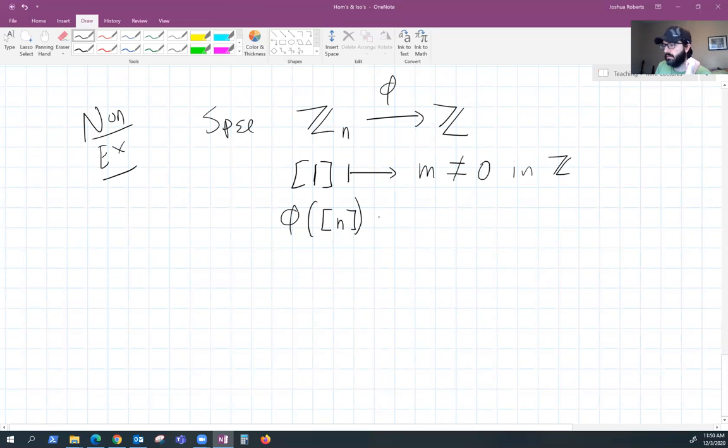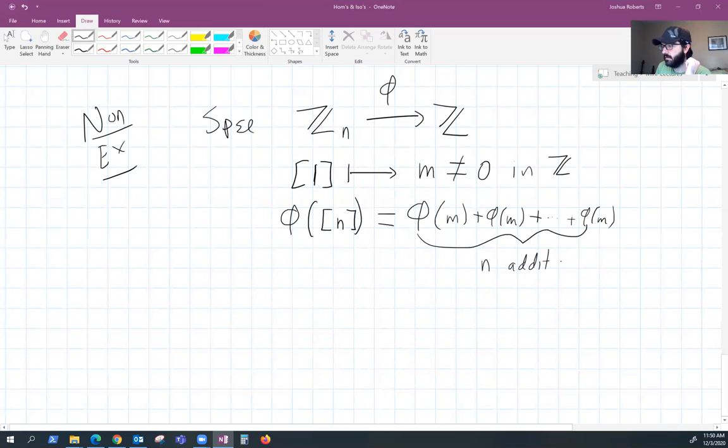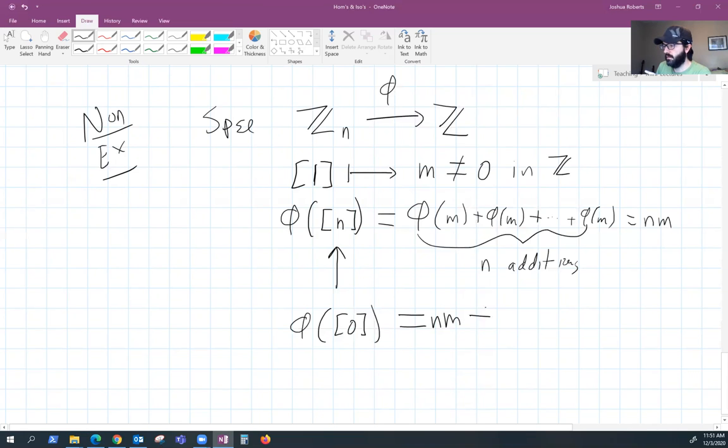Well, what happens is, this is going to be phi of m plus phi of m, playing that same game we did before, plus phi of m, and this is added up in additions. So I'm going to get n times m. But here's the problem. This is the same thing as phi of the class of 0. And it has to be equal to n times m, but this is not equal to 0.